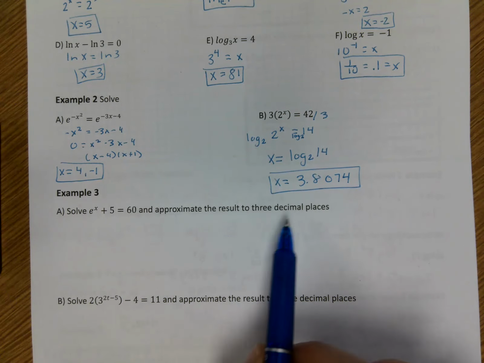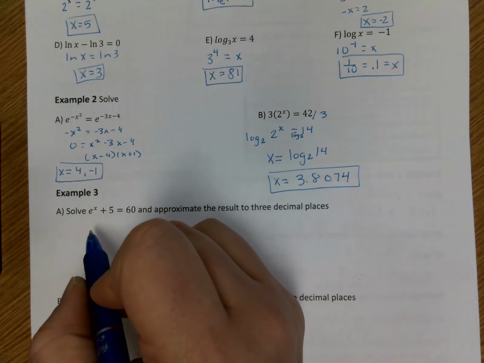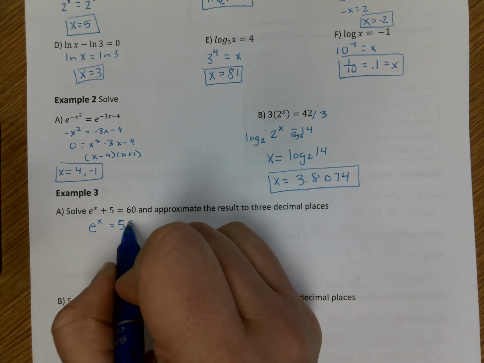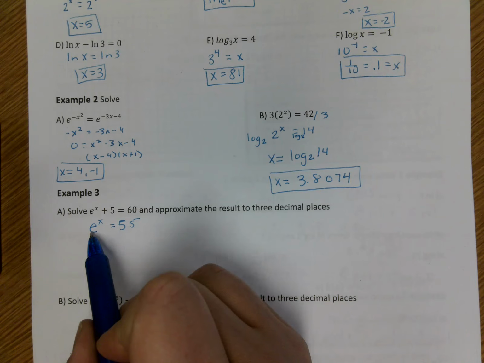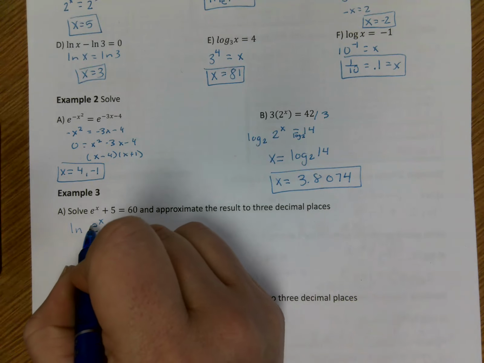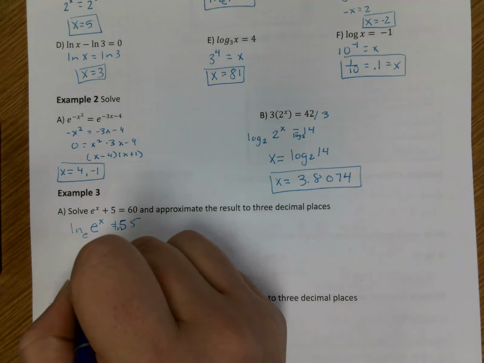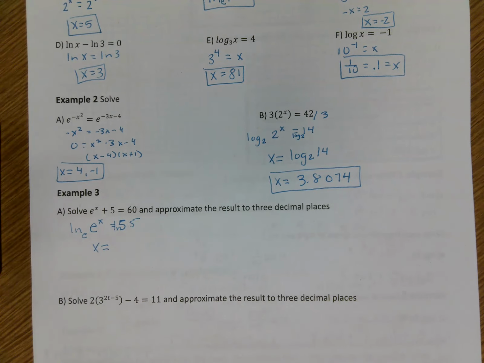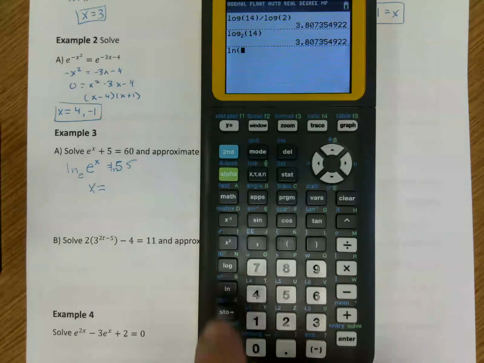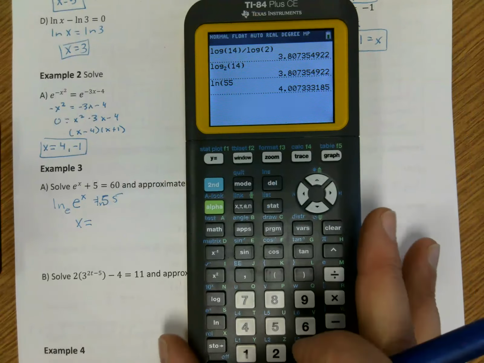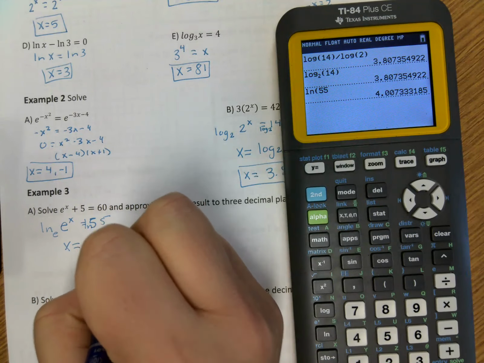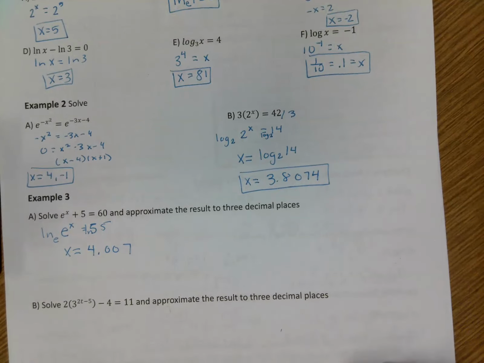Same type of thing here. Now I want it approximated to 3 decimal spots. First step is to subtract that 5. So this is giving me a 55. Again, my log base here is e. So my natural log on one side, natural log on the other side. These two bases cancel out. So x is equal to, and because I'm asking for 3 decimal spots, your natural log is right here. Natural log of 55 would be equal to 4.007. Pause the video and try to do B by yourself right now.